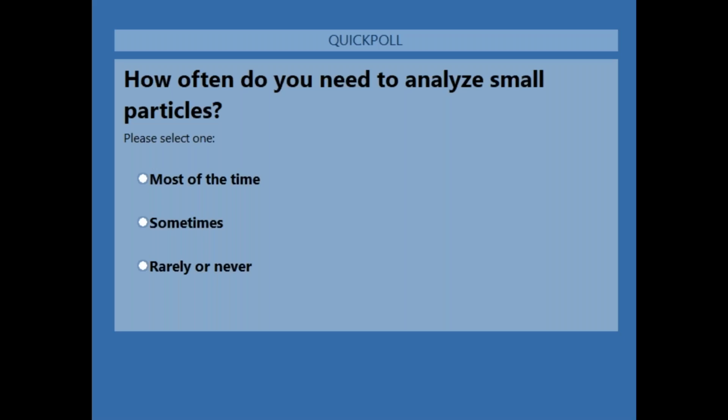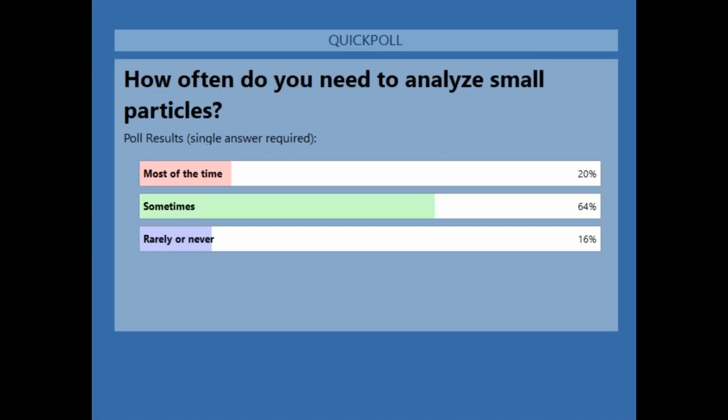And once again, you guys are really quick on the polls, which makes my life easier. So I'm going to close this up in just a second. A few last entries coming in. All right, here we go. Looks like 64% sometimes, most of the time 20%, and then rarely or never 16%. Tom, there we go. That sounds great, Lauren.